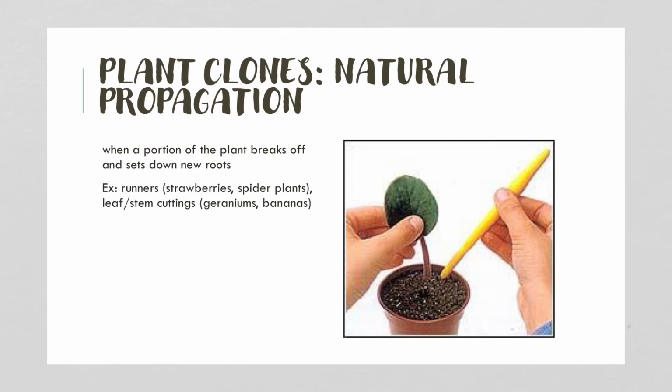Some plants you can actually cut off a leaf or a stem and stick it in soil or water, and then they will root themselves. Geraniums and bananas are examples of plants that can do that. That's natural propagation because you're not doing it in a lab. You're naturally just cutting off a part of a plant and growing it into a new plant.